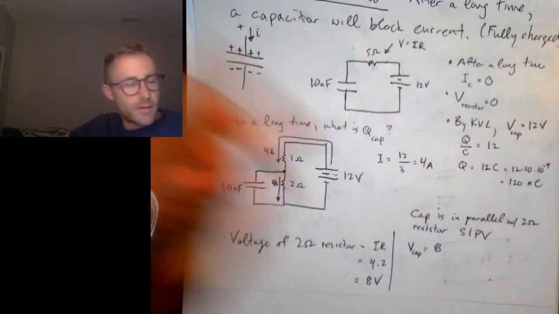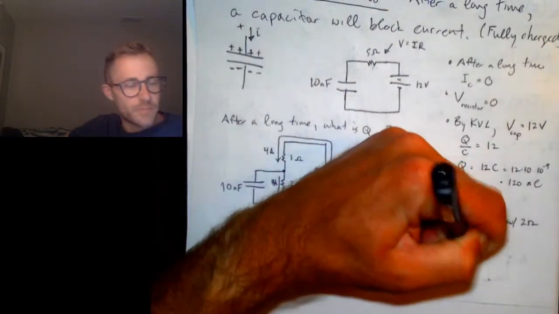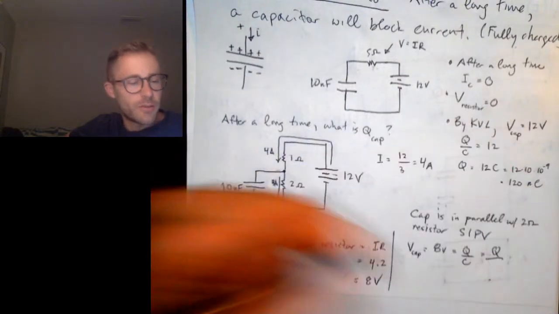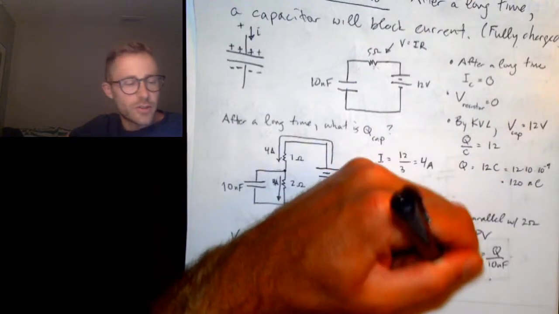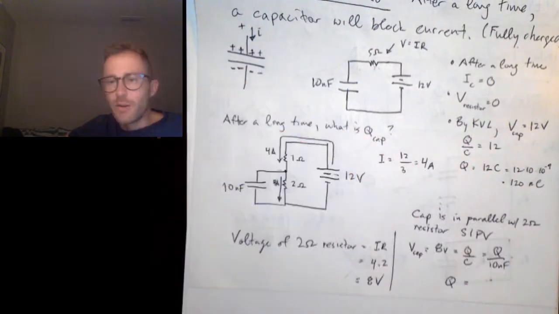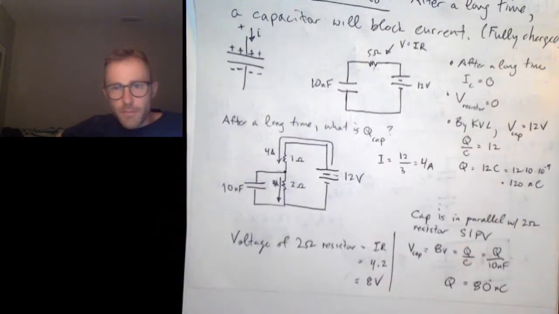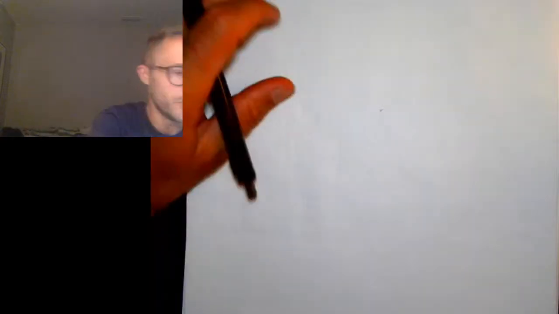All right. And then the voltage across the capacitor is Q over C. So that's Q over 10 nanofarads. And so we get that the charge on the capacitor after a long time will be 80 nanocoulombs. Okay. So that's how we determine the initial charge on the capacitor. So let's do a full example, and then we'll be done.